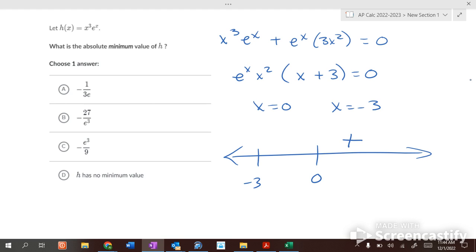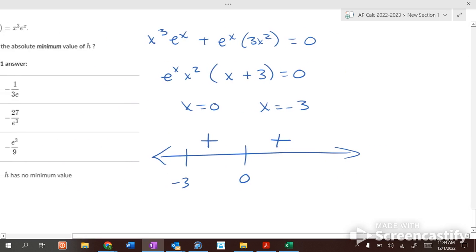Let's put a negative 1 in here. E to the negative first power is 1 over e. 1 over a positive number is still a positive number. Negative 1 squared is a positive number. Negative 1 plus 3 is a positive number. A positive times positive times positive is a positive.